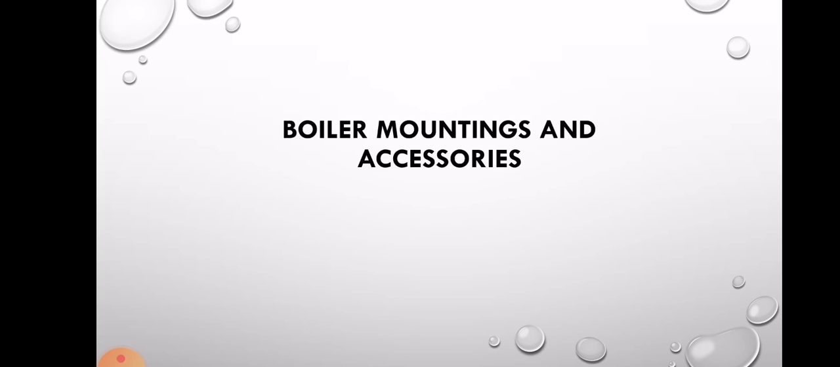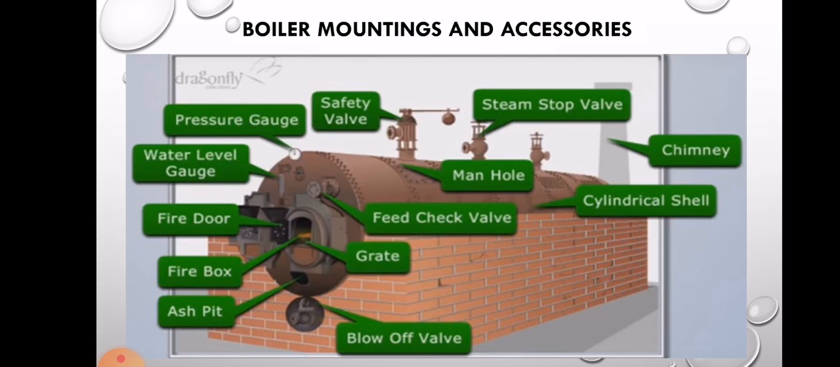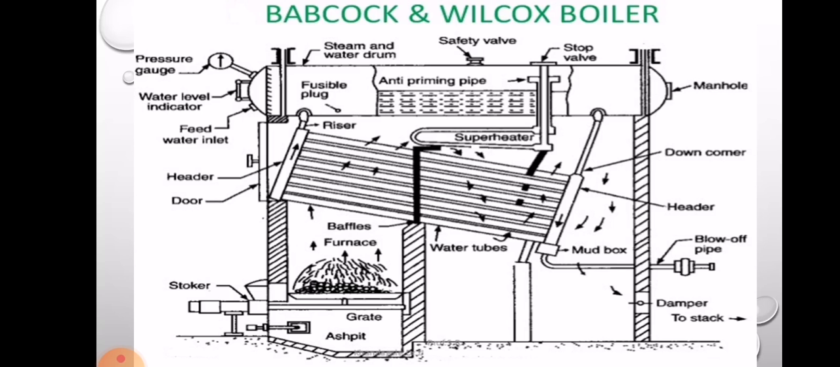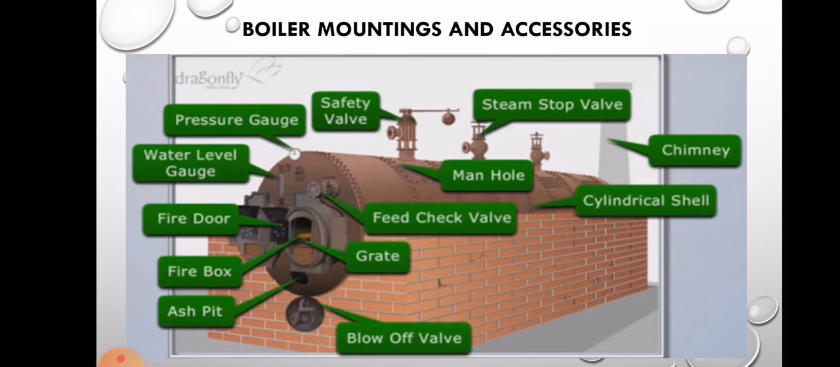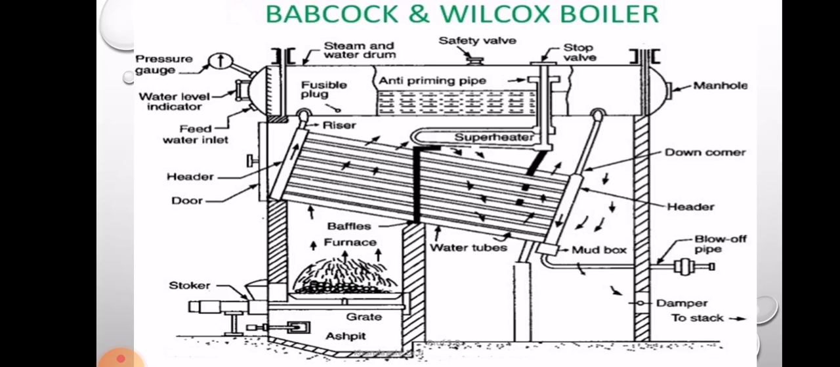Now we'll come to boiler mountings and accessories. We have seen, for example, this is a Lancashire boiler, and this is a Babcock and Wilcox boiler. Almost all the parts which we see in these two, that is in case of Lancashire boiler as well as the Babcock and Wilcox boiler, all these parts that have been labeled are classified under mountings only. We cannot see the accessories because the accessories are mounted separately or they are kept separately.